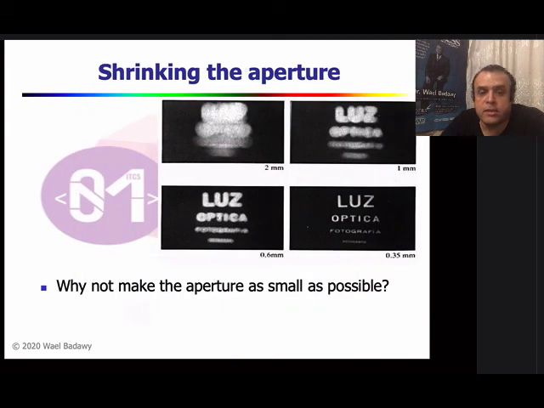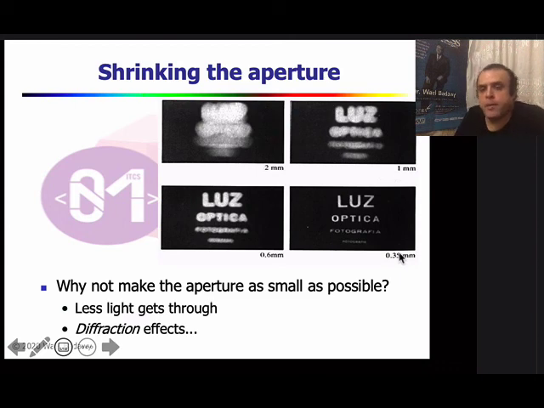The following slide is called shrinking the aperture, which basically shows that if you have a big hole or a wider hole, at 2 millimeters, for example, in the top left hand side corner, you will see the image blurry. If you have 1 millimeter, it will be the top right image. The lower left is 0.6 millimeter, and 0.35 millimeter, which is the typical camera, will show the information as clear as it could be.